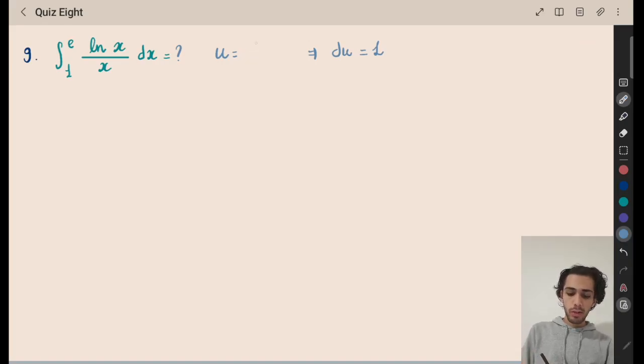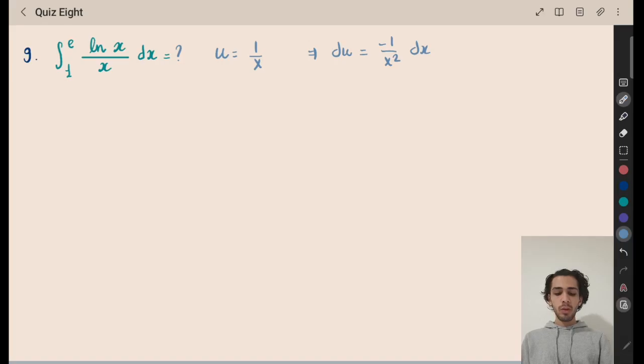Maybe we'll try another thing. Maybe I'll try 1 over x. So the derivative of 1 over x is what? It's minus 1 over x squared dx. But this doesn't show up here, does it? Yeah, it doesn't. Then maybe I should look at the derivative of ln of x.